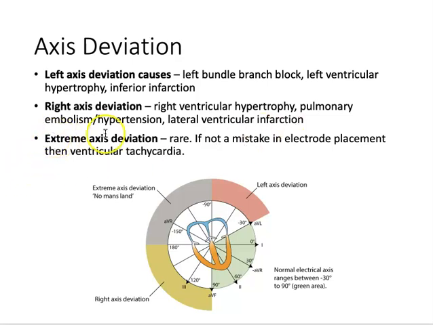An extreme axis deviation is super rare. Usually it's a mistake in electrode placement. If it's not, this is deadly. If this is showing up on an EKG, that's the exact opposite direction that it should be going in. So this usually means a very severe heart attack.